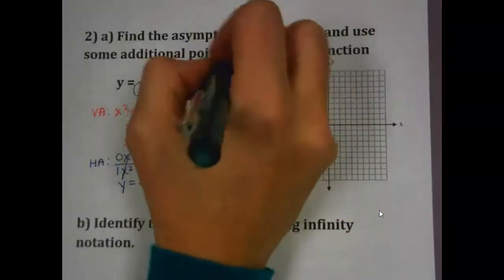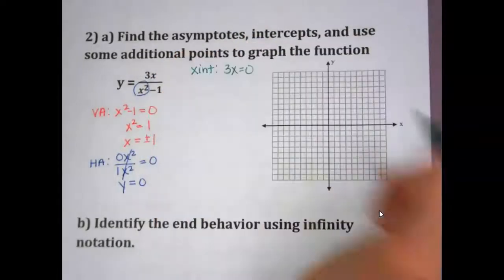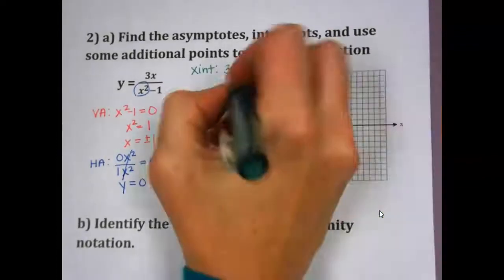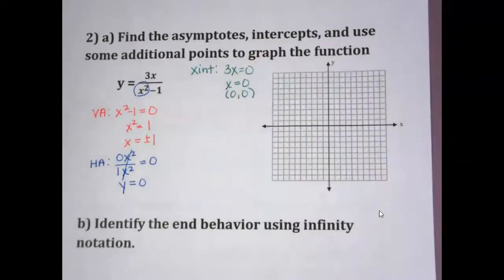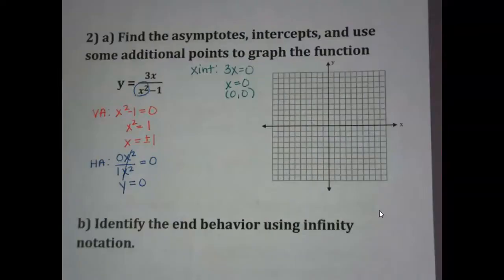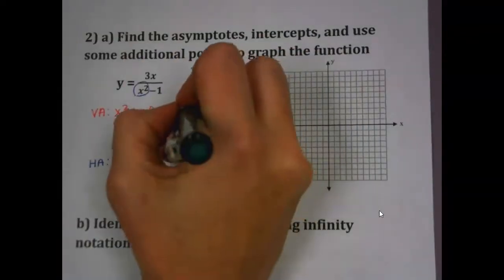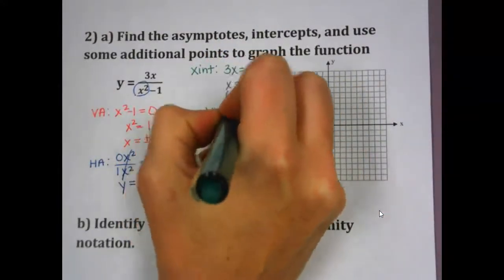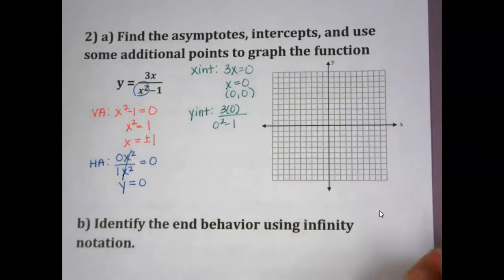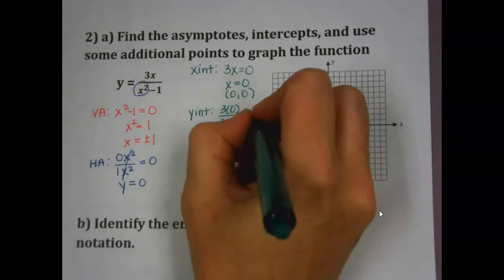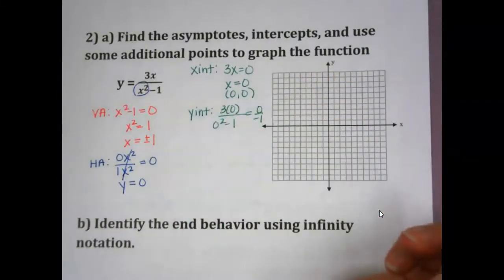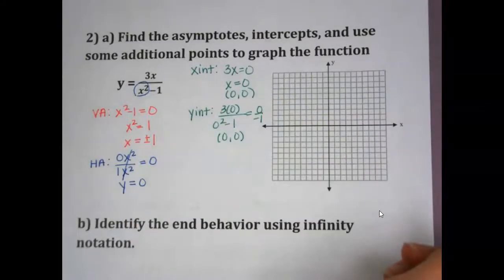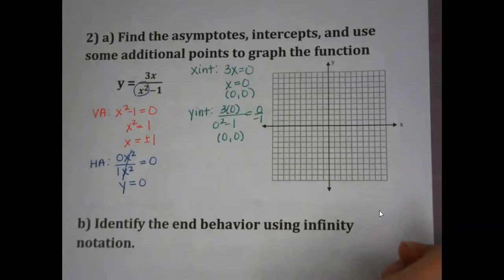X-intercept we find by taking your numerator equal to 0. So 3x equals 0. Divide both sides by 3. We get x equals 0. Your x-intercept is always written as a point. And then we want to find our y-intercept, which is where we put 0 in for all of the x's. So we end up with 0 over negative 1, which is also 0. And that makes sense because (0, 0) is our origin, so it is our x-intercept and our y-intercept.